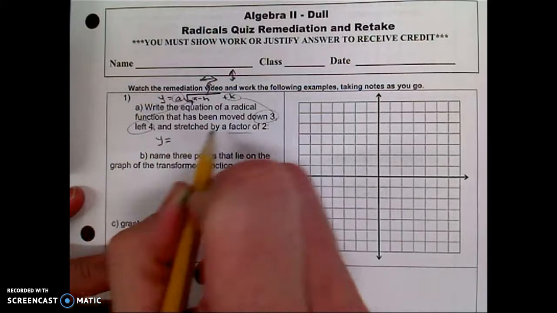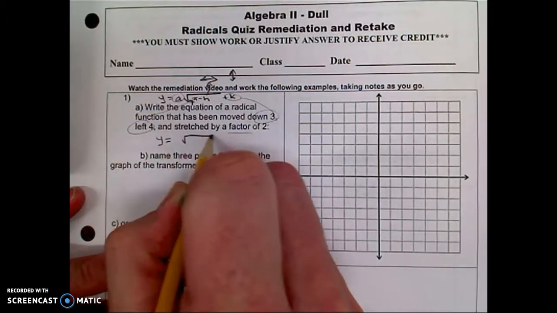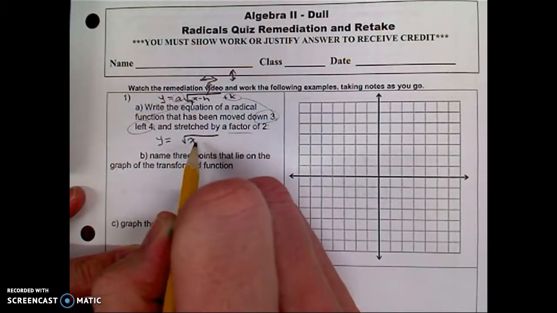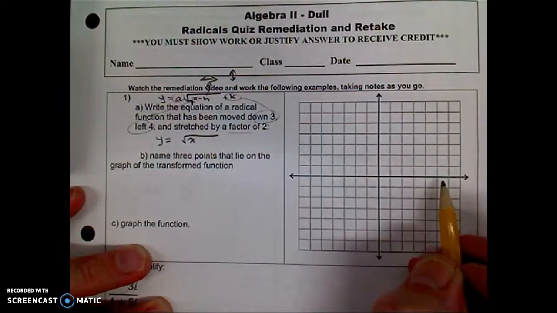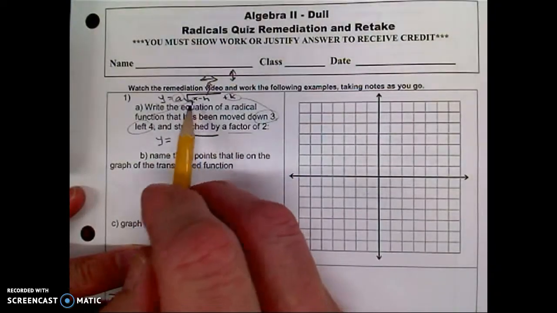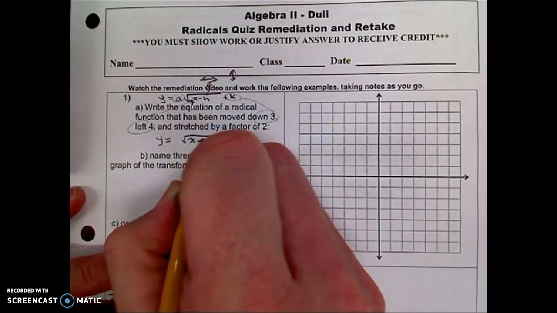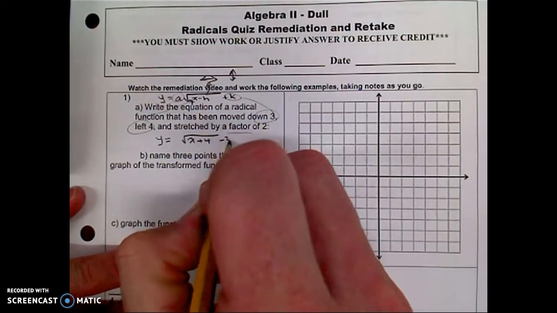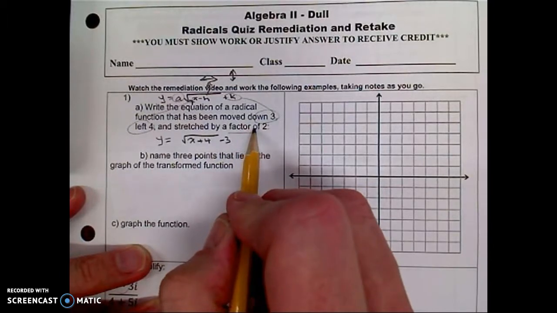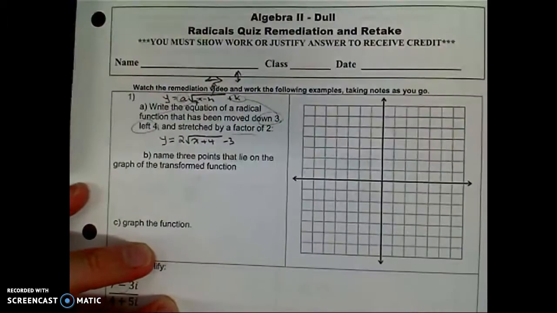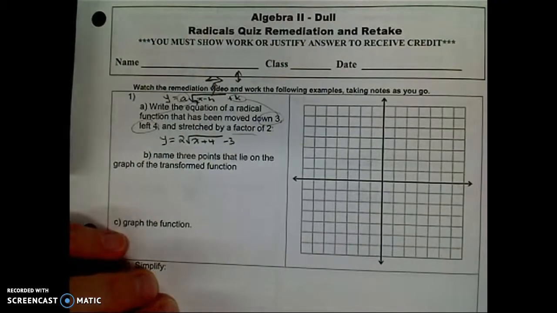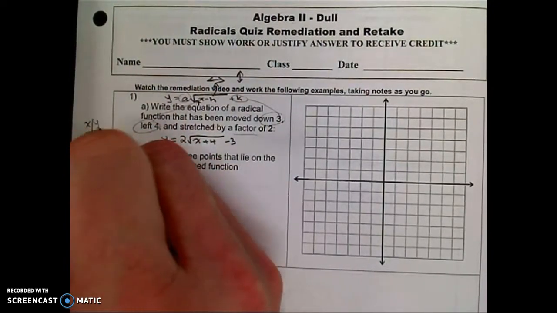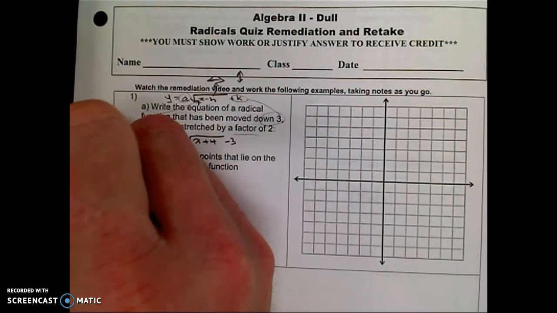We're going to go y equals, inside of the radical, x. Now remember, this is kind of opposite of the way we're used to seeing it. We always think of right on the number line being positive and left being negative, but in this case we're subtracting that negative. So x plus 4 under the radical. Moving it down 3, I'm going to subtract 3 outside the radical, and then my stretch factor of 2 goes here.